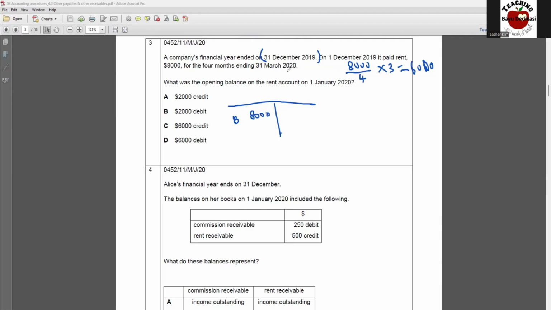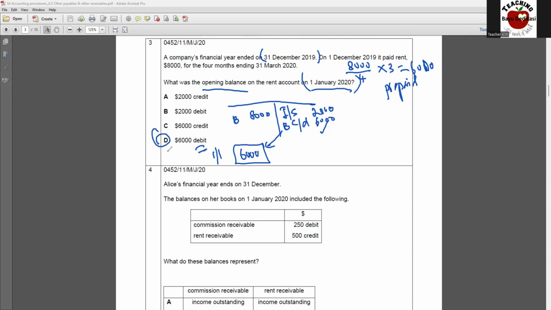Beginning of the year, here, beginning of the year for the December, this one. Because this one is a prepaid at the end of the year, prepaid amount, balance CD, 6,000. So the income statement will be 2,000. The question is asking the opening balance on the first. They are asking the balance BD on the 1st Jan, which is this 6,000 that we calculated. And because this date is sitting in the debit side, it's in the debit. Okay, so the answer should be D. So be careful of the date they mentioned.